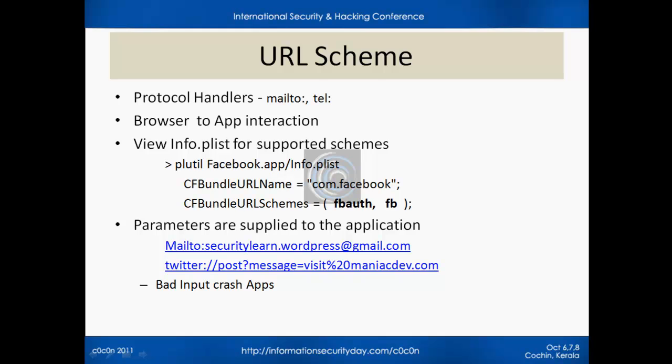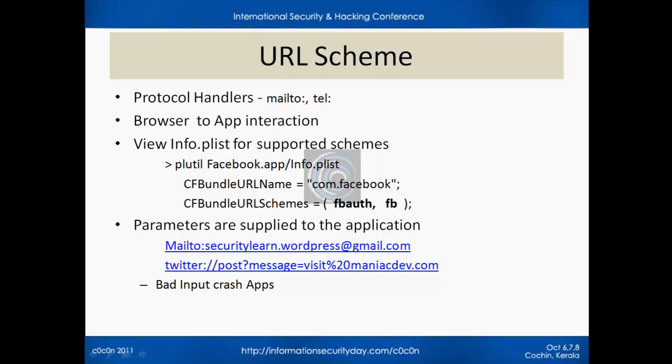This info.plist file is available under the application home directory. URL schemes also take input parameters. Suppose you supply an email ID to the mailto protocol handler in Windows, it opens Outlook and fills the To section with the email ID which we have supplied. In a similar fashion, iPhone URL schemes also take input parameters and supply these values to the application.